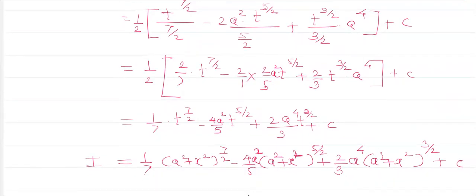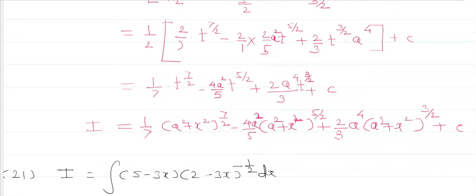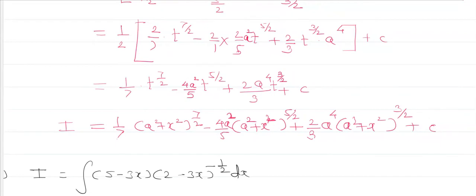Now here is t raised to 3 by 2. Therefore, we will replace the value of t. What is the value of t? T is a square plus x square. So it is (a square plus x square) raised to 7 by 2 minus 4a square upon 5 (a square plus x square) raised to 5 by 2 plus 2 by 3 a raised to 4 (a square plus x square) raised to 3 by 2 plus c. And this is the answer.